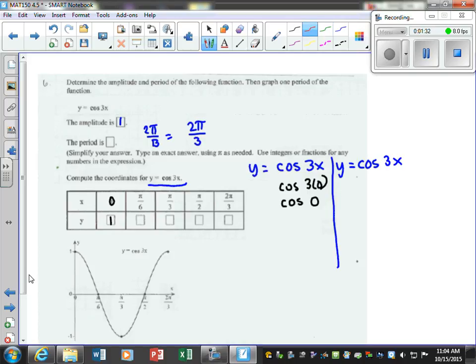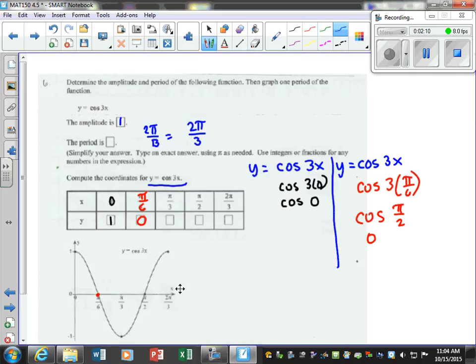Our next one, let me do it in red, is pi sixth. So I would have cosine of 3 times pi 6. Now what you want to do is simplify this first. So what is 3 pi over 6 reduced to? Just pi over 2. Now go to your unit circle and evaluate cosine at pi over 2. On your unit circle, it's going to be 0. Good. So when x is pi 6, the y value is 0. So that would be this ordered pair right here.